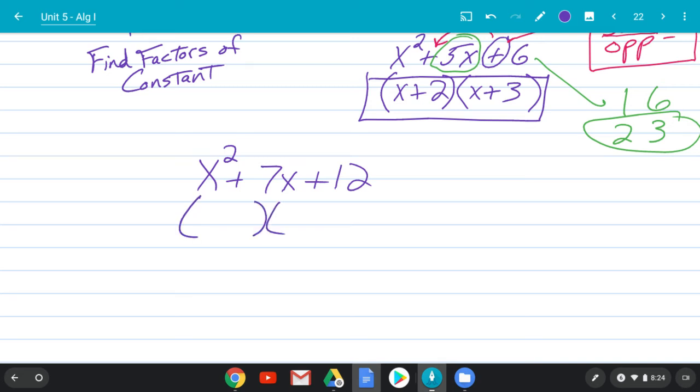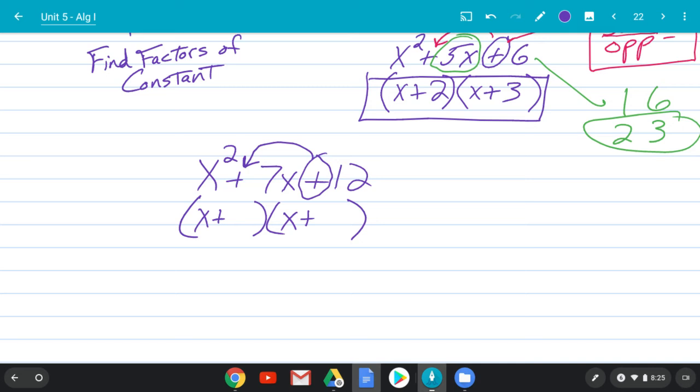Put two sets of parentheses. I put an x in each. And I look at my signs. This last sign tells me that they are the same. Doesn't tell me they're positive or negative. It tells me they are the same. Then I look in the middle, and it tells me they are both positive.